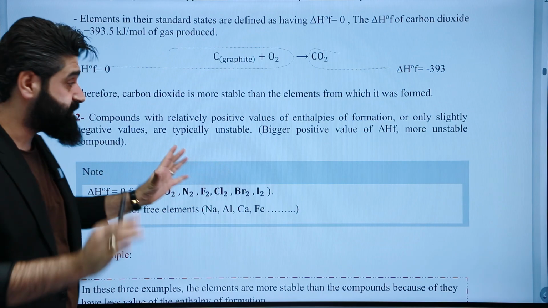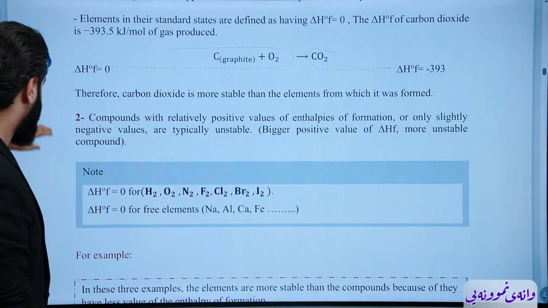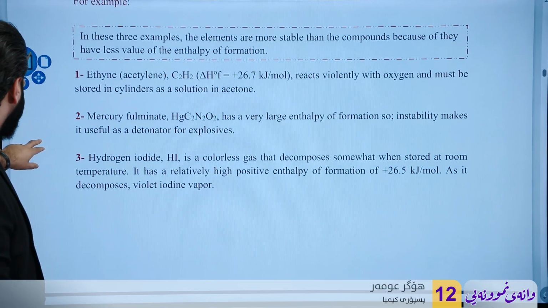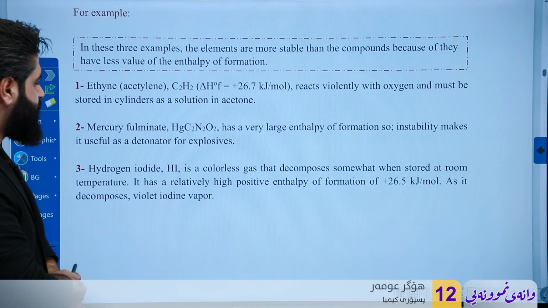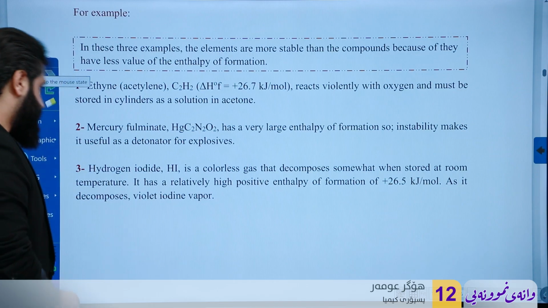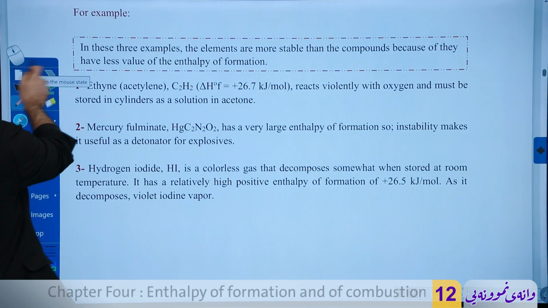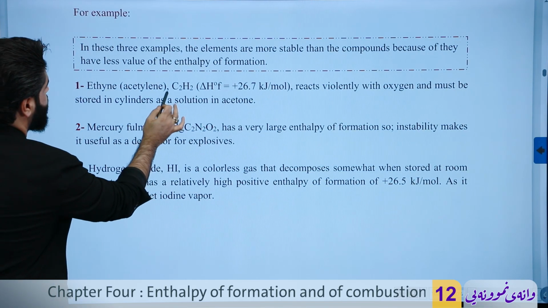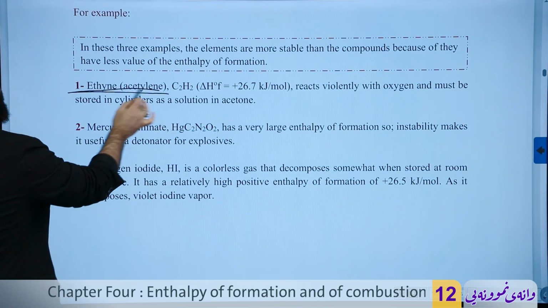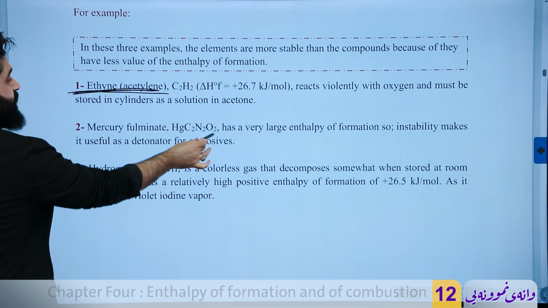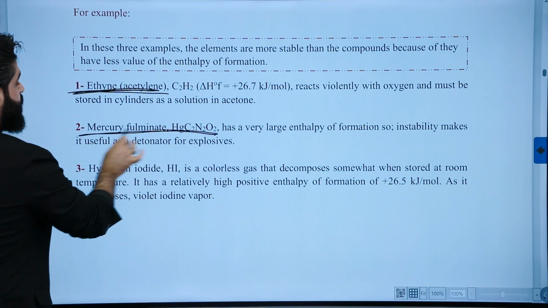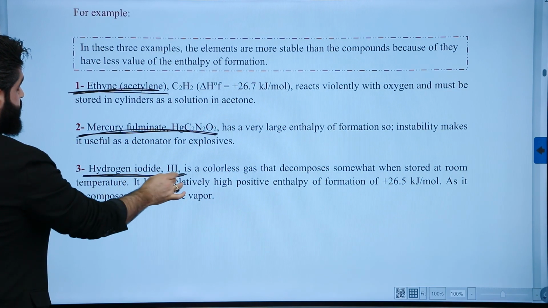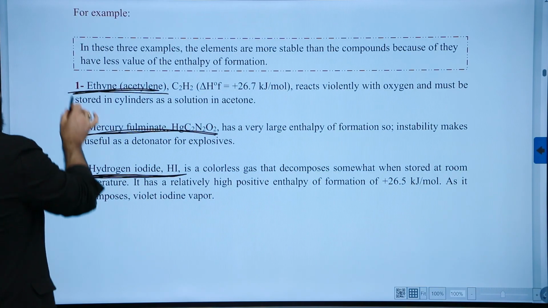We have these 3 examples. The first one, acetylene, ethine. The second one, mercury fulminate. The third one, hydrogen iodide.